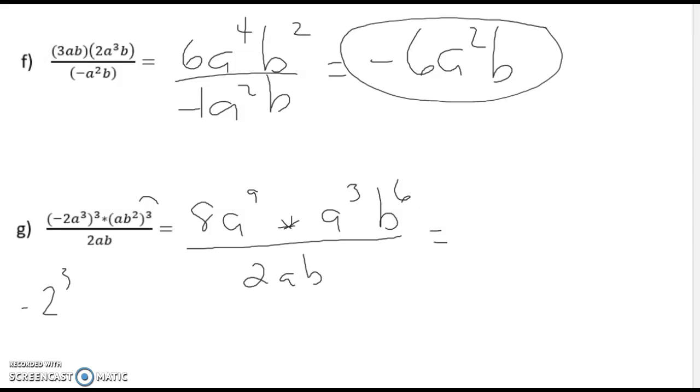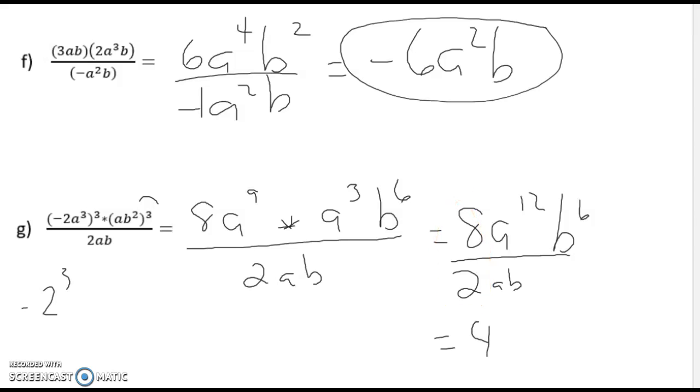Okay, so now let's put these together. So in front of this number is just a 1. Okay, so 8 times 1 is 8. And then we have A to the 9 times A to the 3. So 9 plus 3 gives us 10, 11, 12. So we have A to the 12. And then B, there's no B here, so it's just B to the 6. Divided by 2AB. And then our final answer, 8 divided by 2 gives us 4.